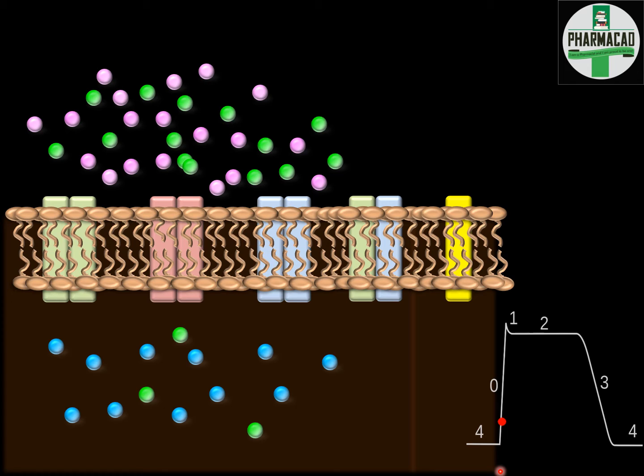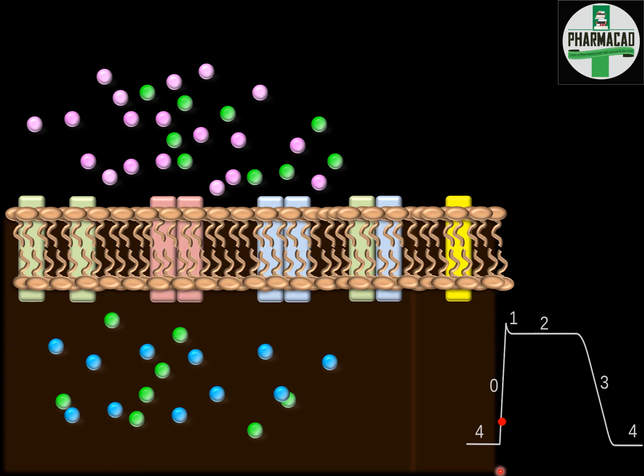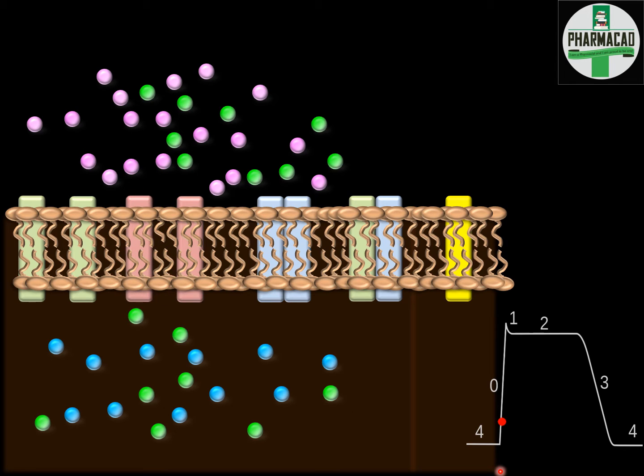Now, this minus 70 is the threshold potential at which the voltage gated sodium channel opens and too many sodium ions enter inside the cell. Now after this, along with sodium, the L type calcium ion channel also opens, which enables calcium entry inside the cell. Now because of positive ion entry inside the cell, sodium and calcium, the potential moves towards plus 40 millivolt.